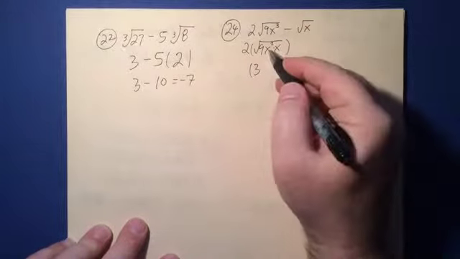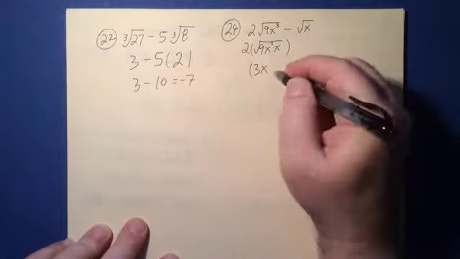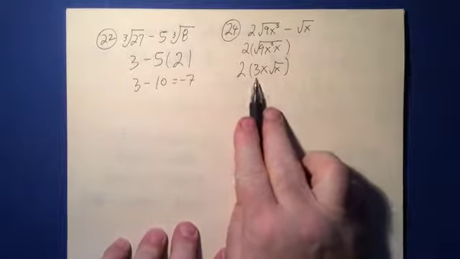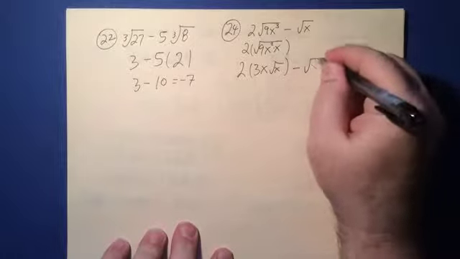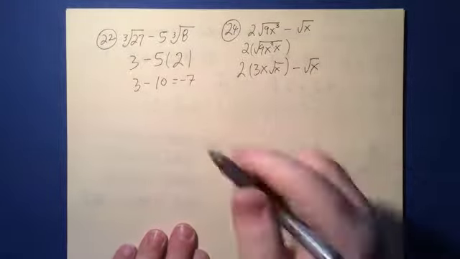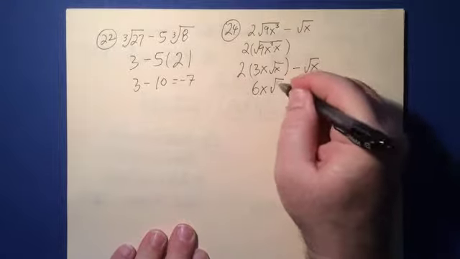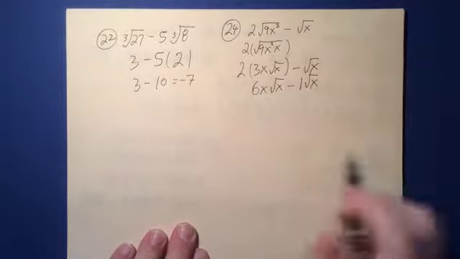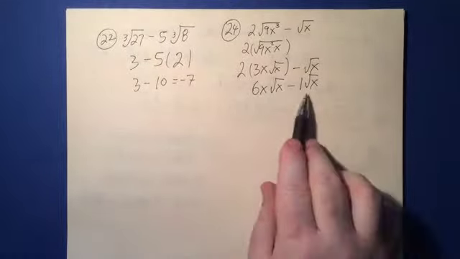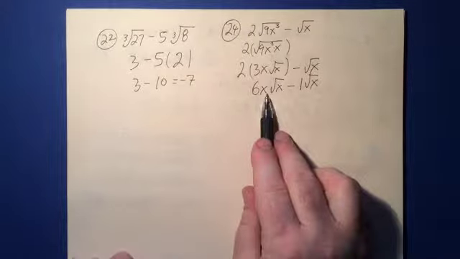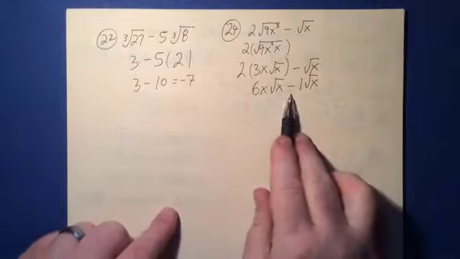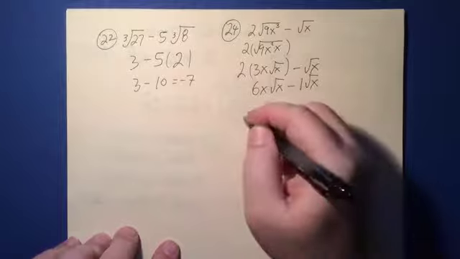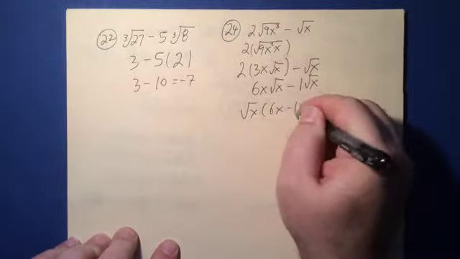From that, we're going to get 3. The square root of x squared is going to be x, and this x here is simply going to remain under the radical. So now I've got 2 times 3x radical x, minus radical x. If I multiply 2 times 3x, that will give me 6x radical x, minus 1 radical x. Now, here's where you have to be careful. These are not combinable. There's nothing we can do to combine these. However, we can factor out radical x, so we can write this as radical x times 6x minus 1.